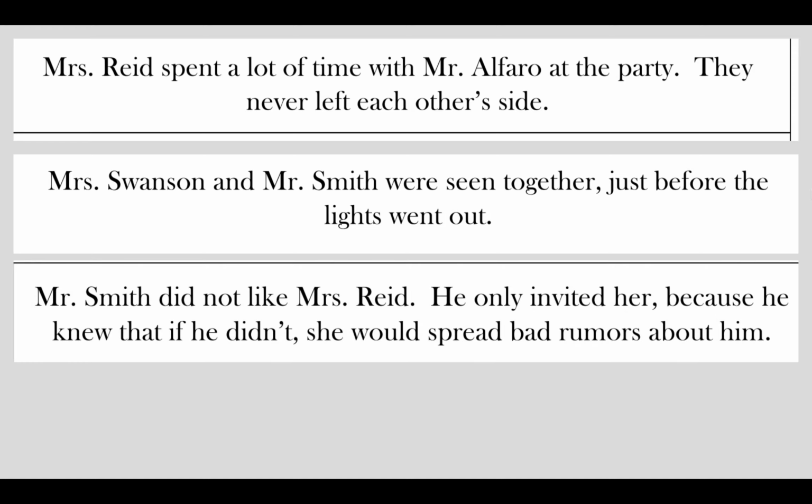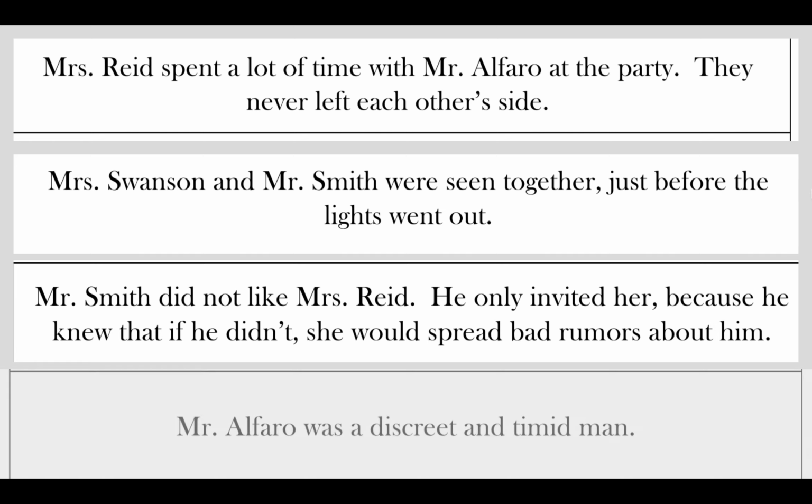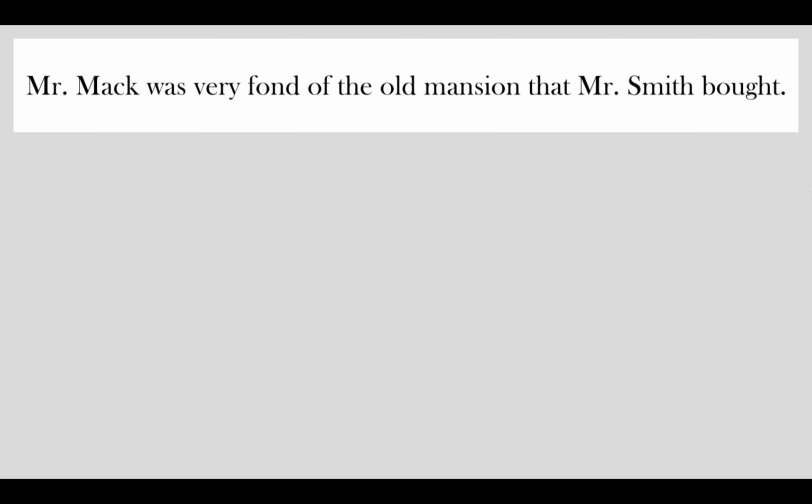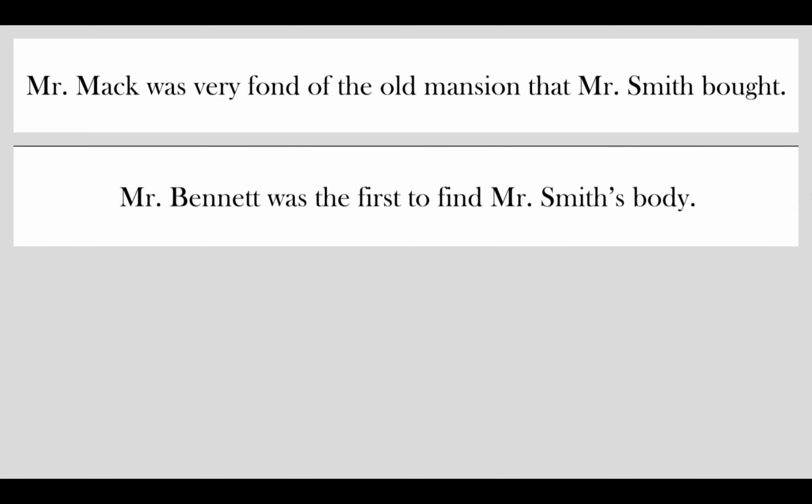Mr. Smith did not like Mrs. Reed. He only invited her because he knew that if he did not, she would spread bad rumors about him, and that's his cousin. That's sad. Mr. Alfaro was a discreet and timid man. Timid meaning he's very shy. Mr. Mack was very fond of the old mansion that Mr. Smith bought, meaning he liked it. Mr. Bennet was the first to find Mr. Smith's body. Very important.